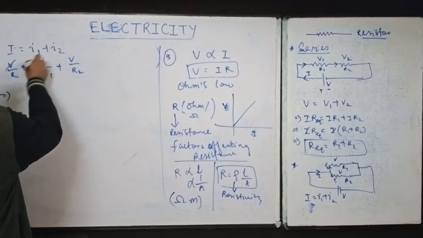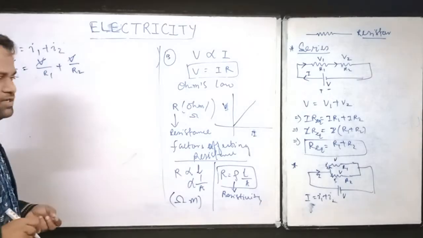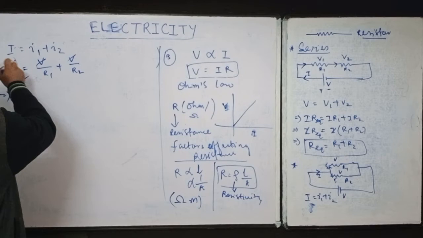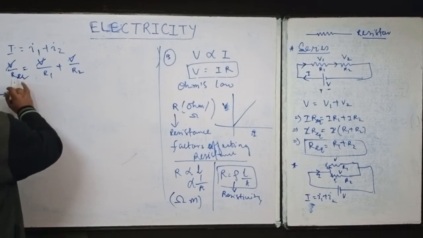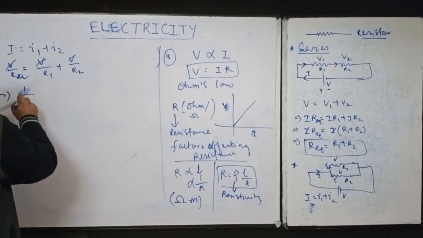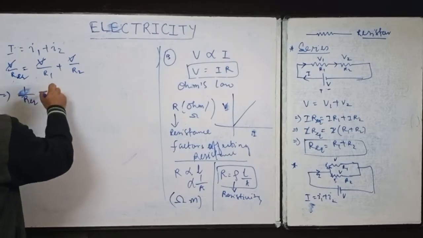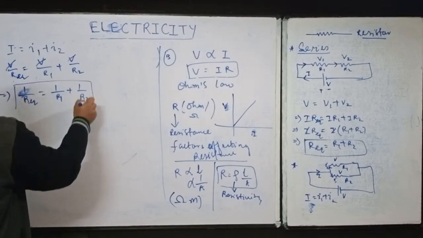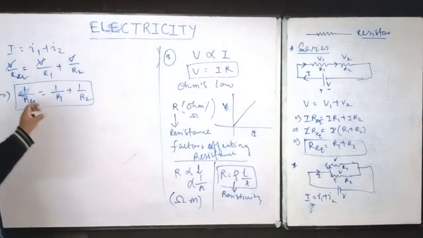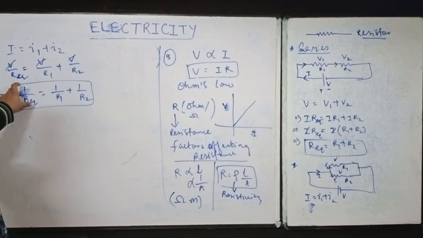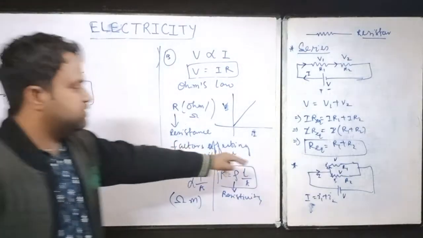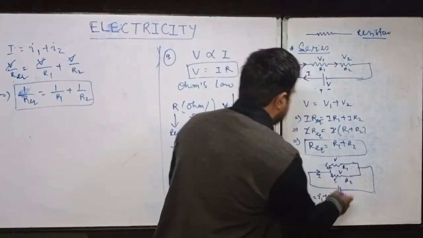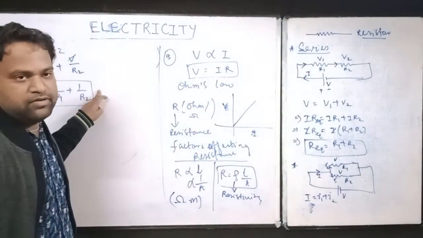So what I'll do, V is in the numerator everywhere, I'll cancel it out. So this is my R equivalent, and this is total voltage, this is total resistance. So my 1 upon R equivalent equals 1 upon R1 plus 1 upon R2. So this is my net resistance or equivalent total resistance when the resistors are connected in parallel. If a third resistance is connected, you will add 1 upon R3, right?